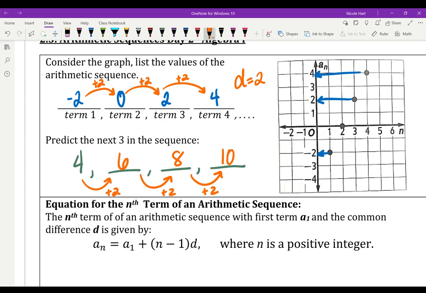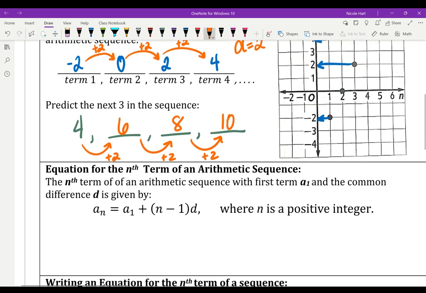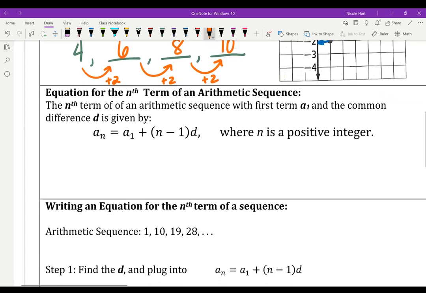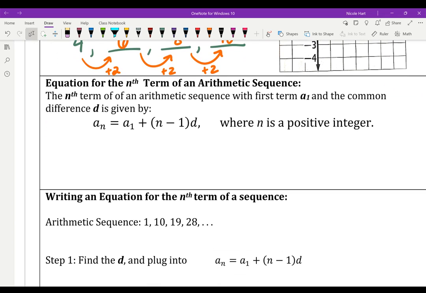So now we are going to be taking that arithmetic sequence, and we're going to be creating our own equations. Last time we talked about equations and plugging in numbers to find the value of a term. But now we're going to be creating that equation. We're going to be finding the equation for how to find the next numbers in our arithmetic sequence, so that we don't have to sit here and add 2, add 2, add 2.